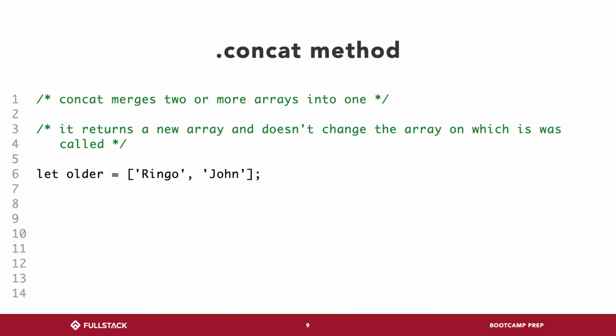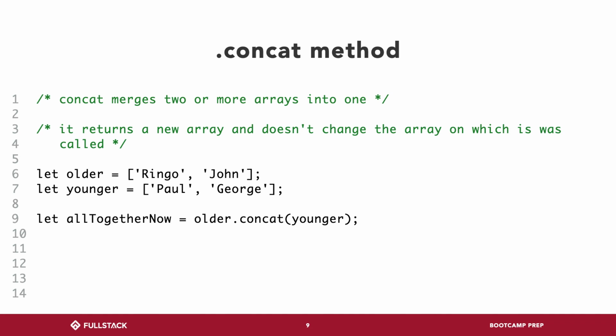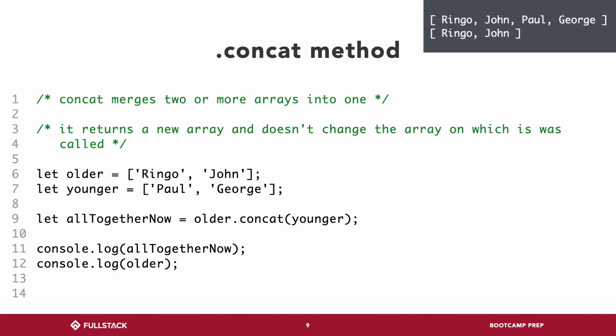Let older equal Ringo, John. Let younger equal Paul, George. Let altogether now equal older.concat(younger). Console log altogether now, and then older. You see, older has not been mutated, but it does return a new array of everything combined.